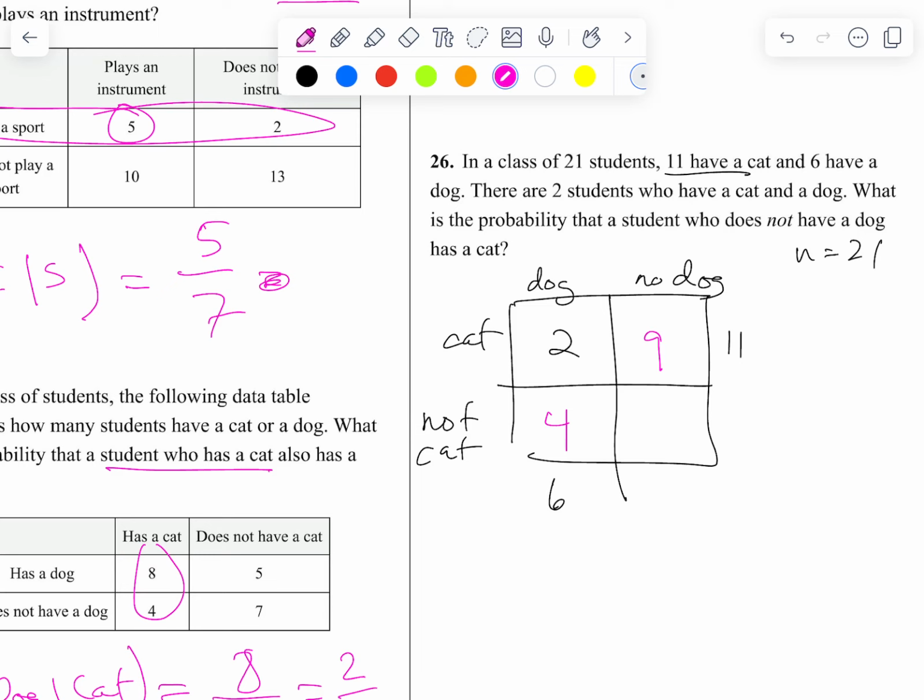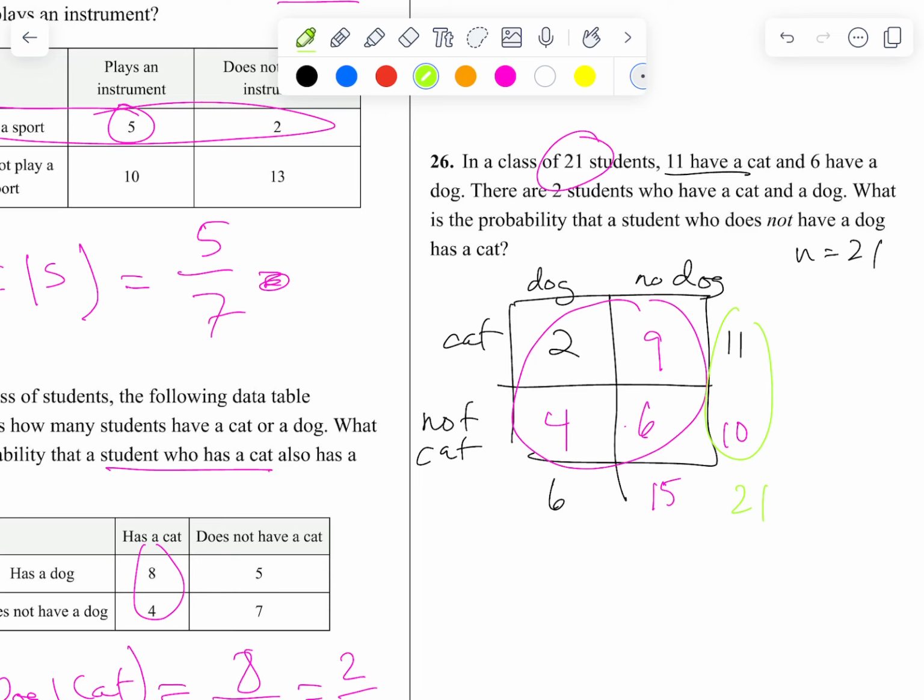And 11 plus 6. So I'm going to add up all these numbers, and they have to add up to the total, which is 21. So I got 2 plus 9 is 11, plus 4 is 15. So I need 6 more kids. So 9 plus 6, this should be 15. 6 plus 4 is 10. And hopefully these two sides should add up to the grand total, which if you look right here, here's 21 and this is 21.